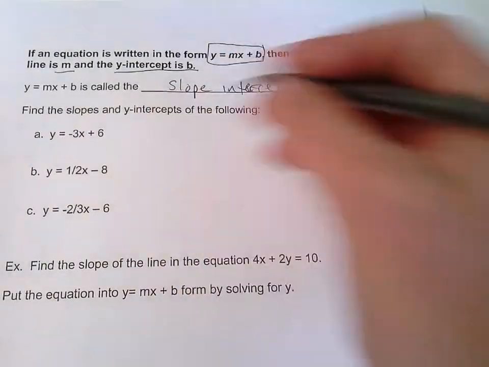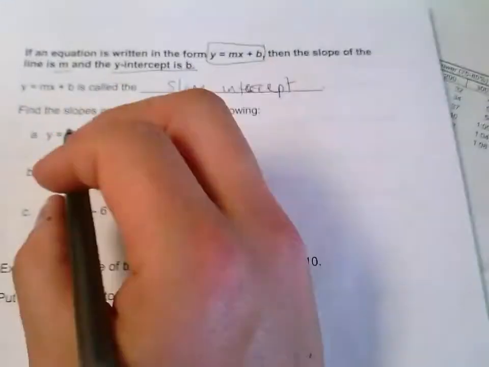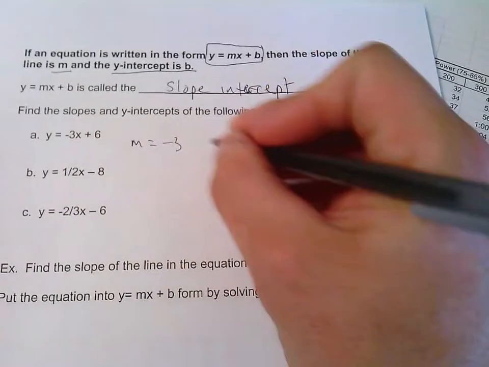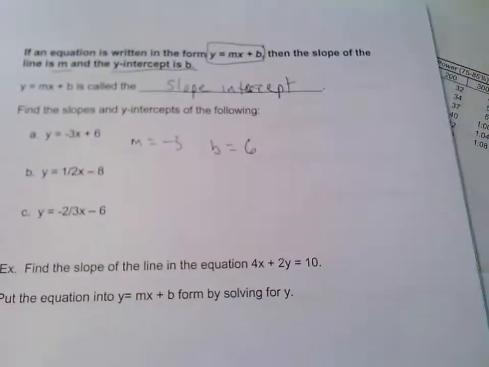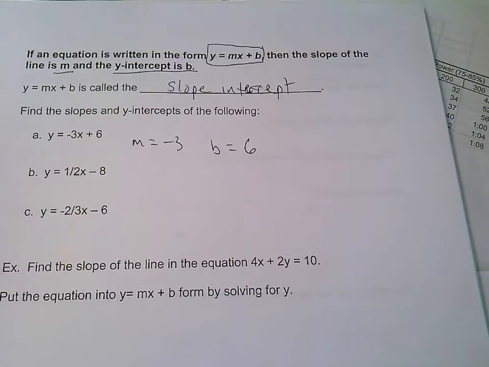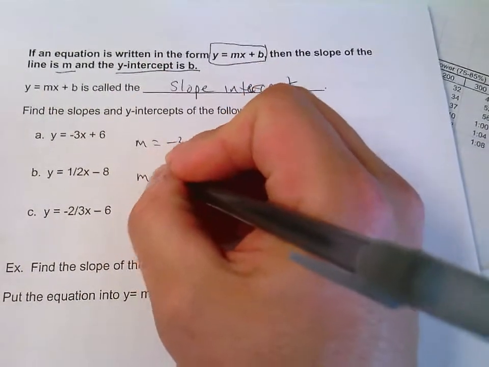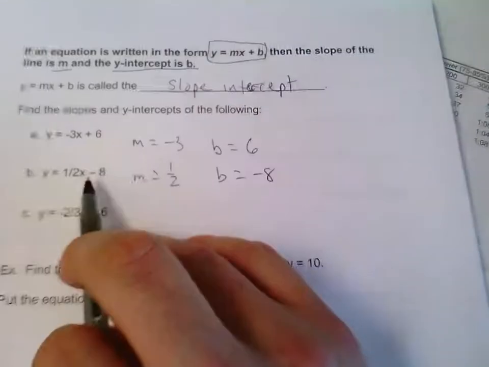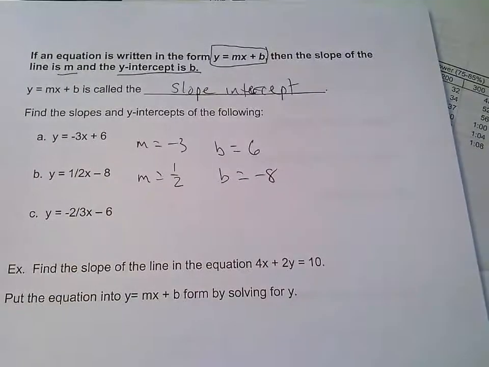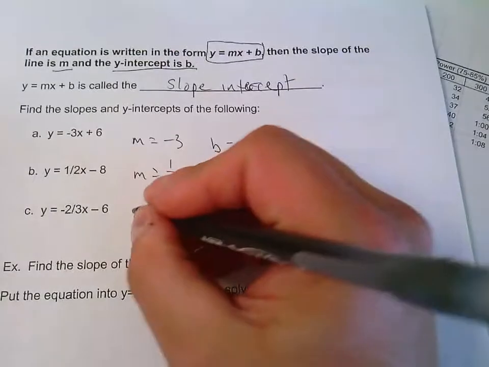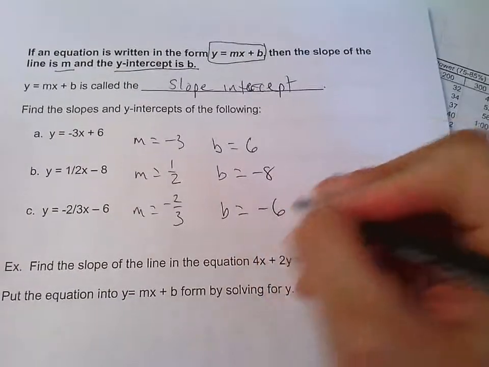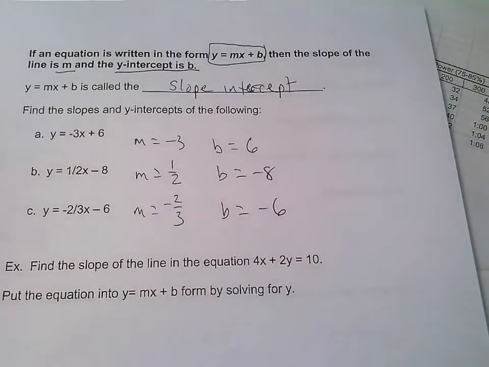All right. So in this particular equation, the slope is -3. The y-intercept is 6. That's really all there is to it. Okay. In b, the slope is 1/2. The y-intercept is -8. And yes, you do have to include the sign. It is negative. Okay. And then here, the slope is -2/3. The y-intercept is -6. All sounds easy, right? Well, now I can step it up a little bit.